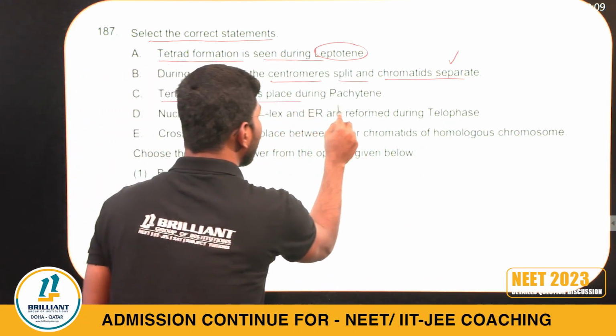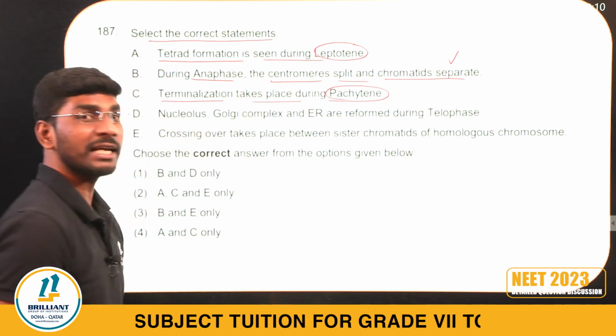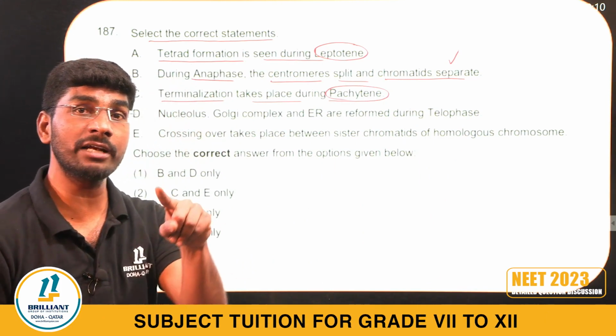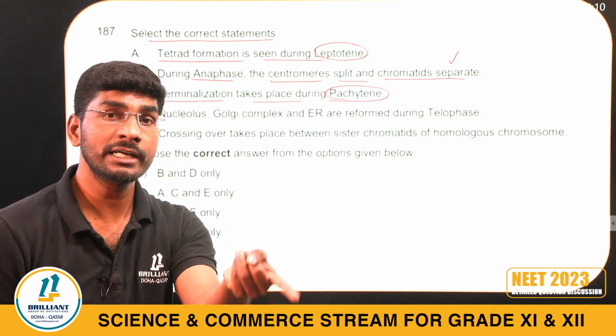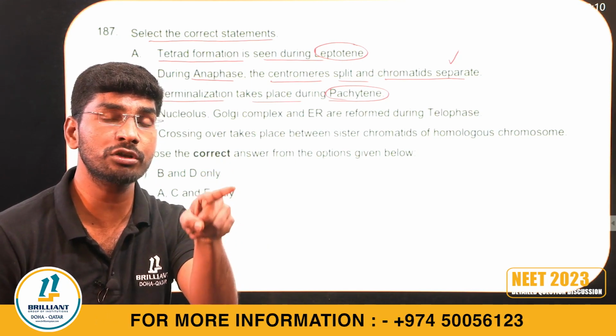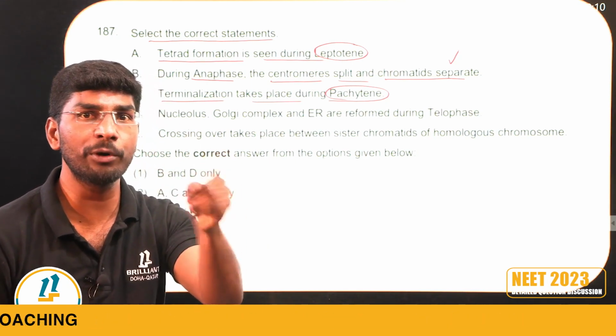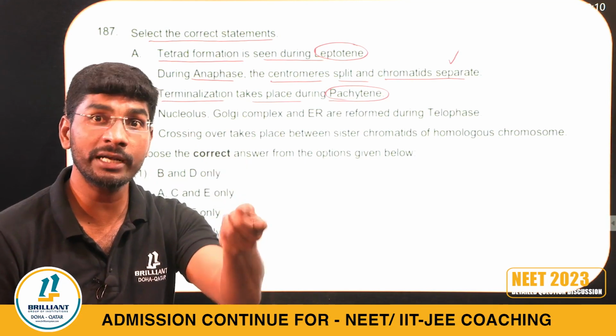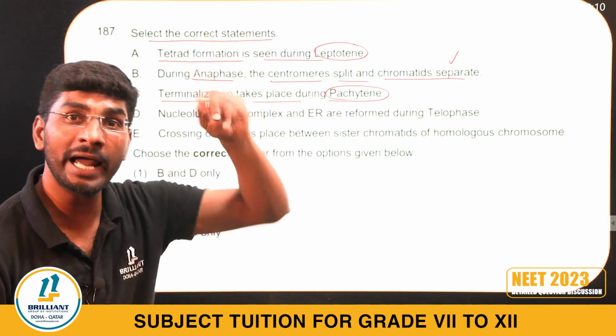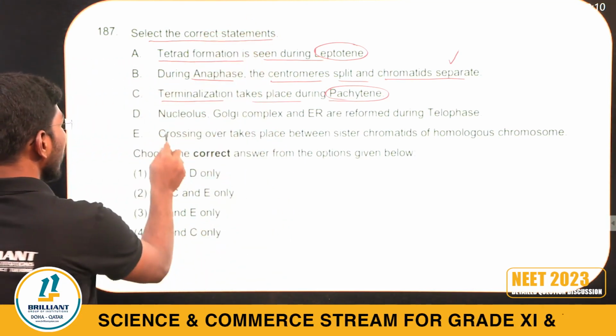Terminalization takes place during the pachytene. Pachytene crossing over takes place. Terminalization of chiasmata takes place in diplotene. Chiasmata form in diplotene. Diakinesis terminalization takes place.